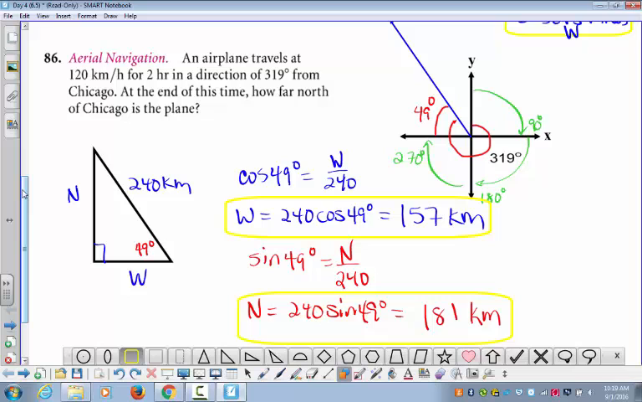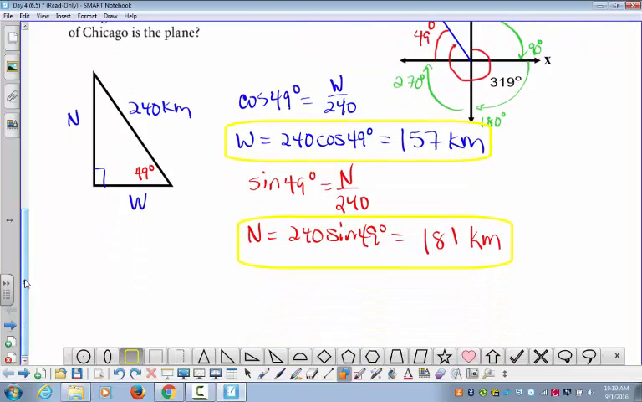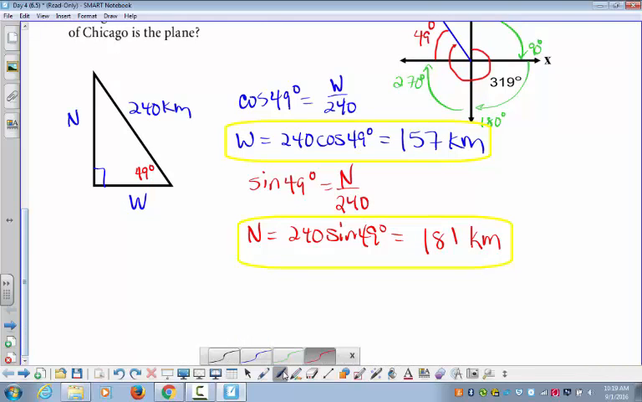So what would be the exact answer for north? This for north. Yeah. The exact answer. This would be the exact answer right there. Yeah, for 49 degrees, we don't have a nice abbreviated irrational number like square root of 3 or square root of 2.